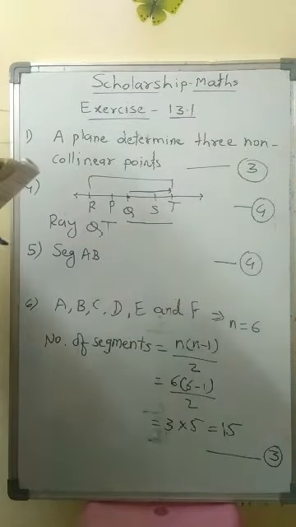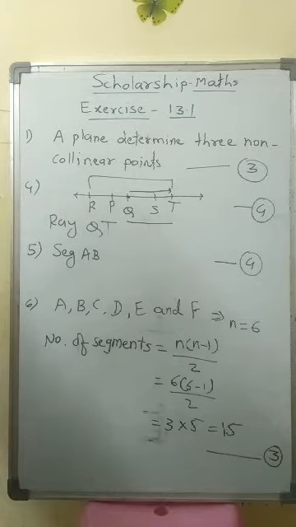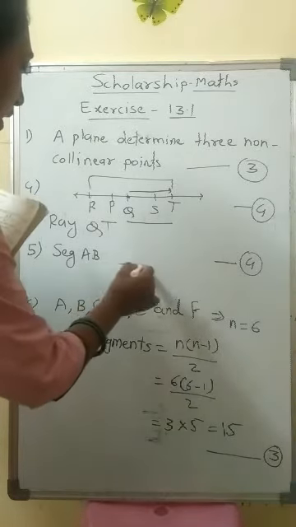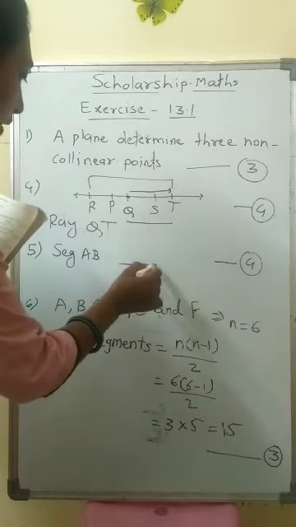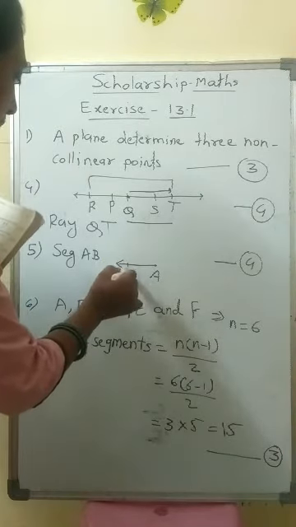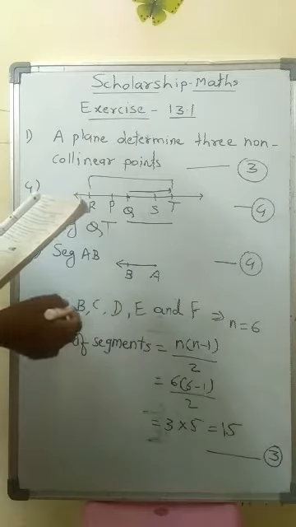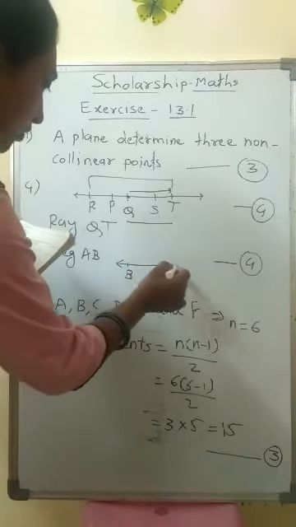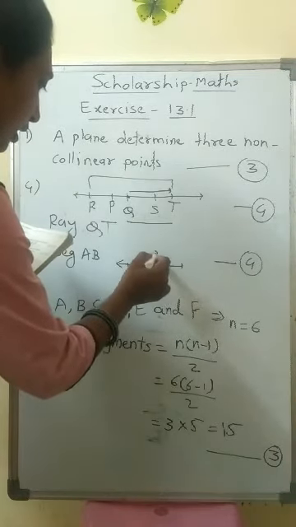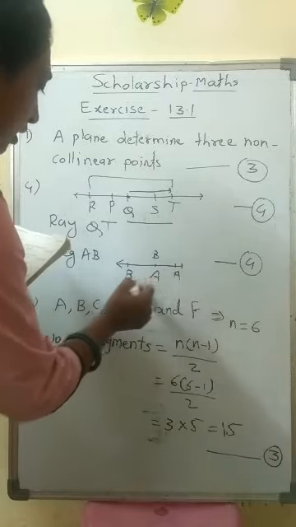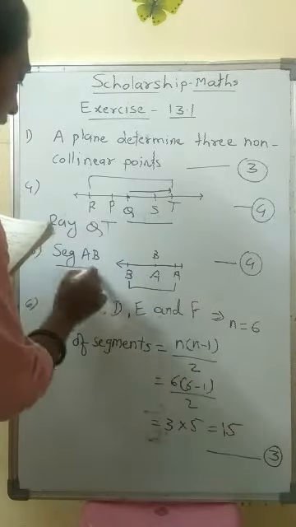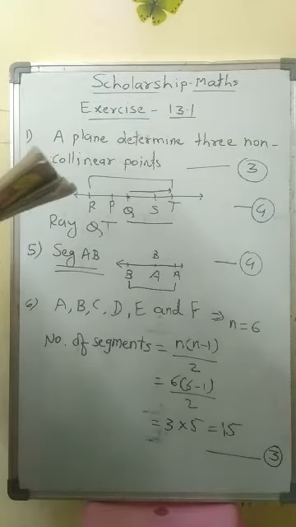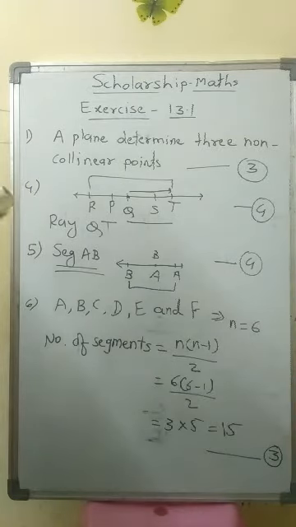Next is the fifth one. Which figure will be formed by the points common to ray AB and ray BA? We draw ray AB and ray BA here, and we join them. Here is B and A. So what you get is the segment AB. Option number 4 is the answer.